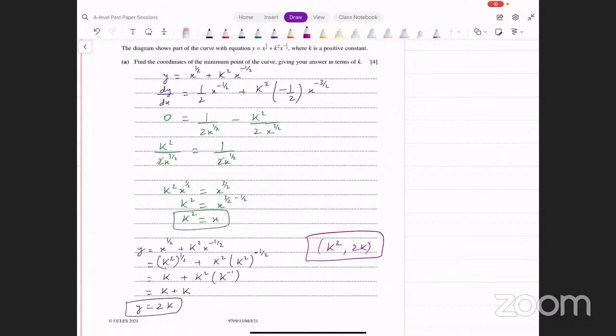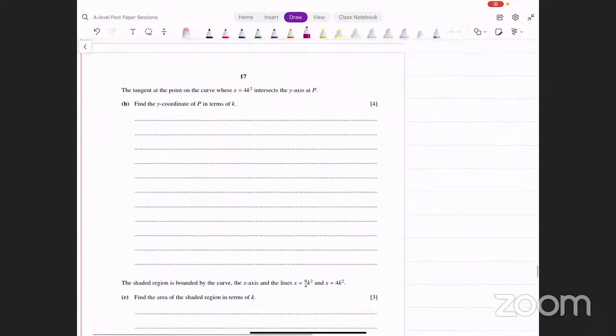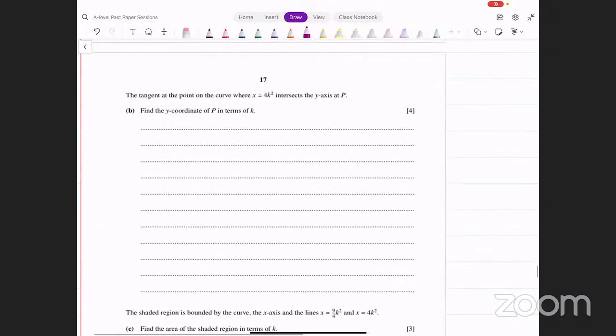ठीक है, these are the coordinates that we were looking for. Now let's move on to the next one. Next part, it says the tangent at the point on the curve where x equals 4k square intersects the y-axis at P. Find the y coordinate of P in terms of k. Okay, now that's a bit complicated. सबसे पहले इसने क्या कहा है, tangent at the point where x equals 4k square that intersects the y-axis. तो पहले तो आपको उस tangent की इक्वेशन निकालनी है, और फिर उसमें क्या करेंगे, वो y-axis को इंटरसेक्ट करता है, उसका y-इंटरसेप्ट निकाल लें.